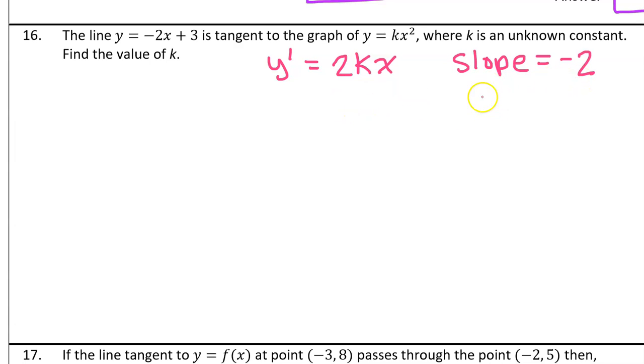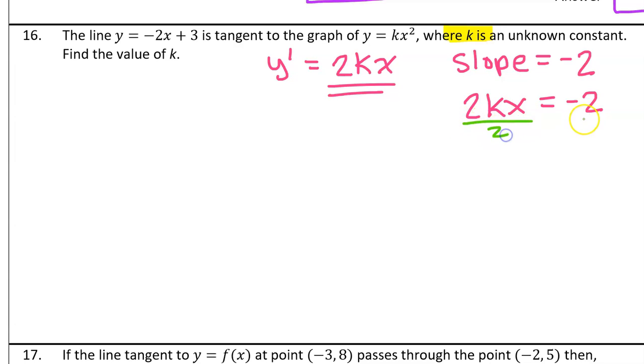So that means that 2kx, which is a formula for the slope at the point of tangency, should equal -2. Ultimately, our job is to figure out what k is. We're looking for k. So let's go ahead and solve for k right now. We'll get an expression for it.